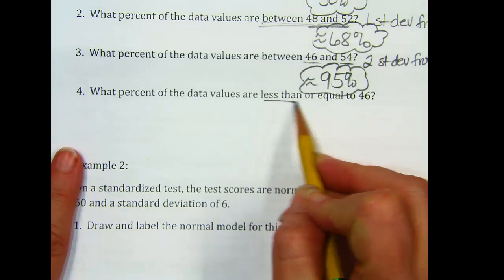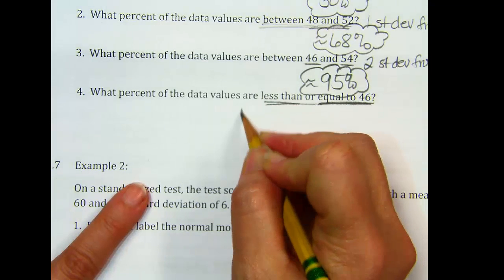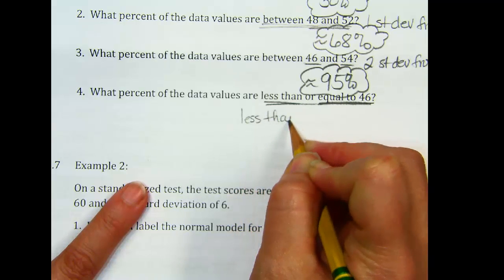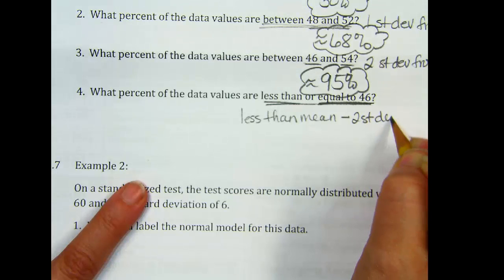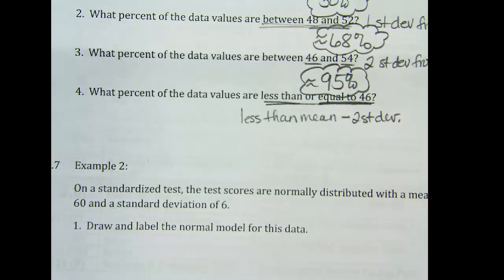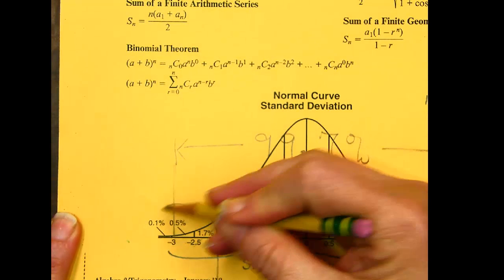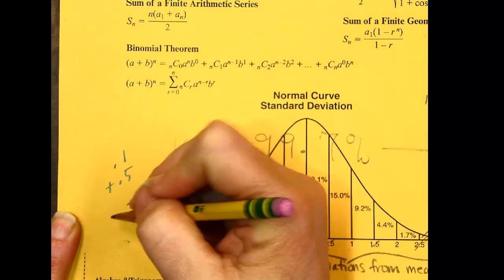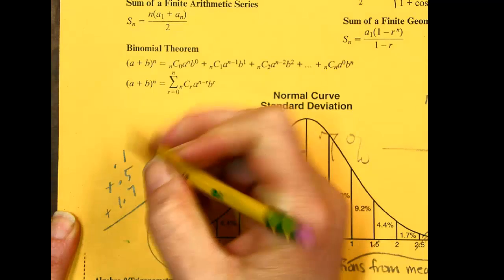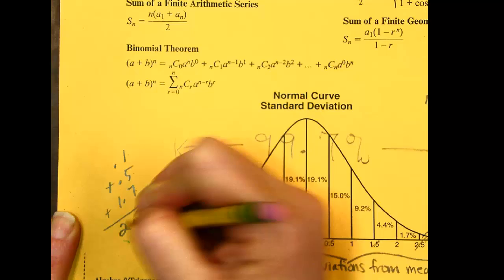Finally, what percent of data values are less than or equal to 46? So you go back to your normal model, find the value of 46 that you've already labeled, and notice that that's less than the mean minus 2 standard deviations. So I go back to my formula sheet. There's my negative 2 standard deviations mark. Add up those percentages. And I get 2.3%.